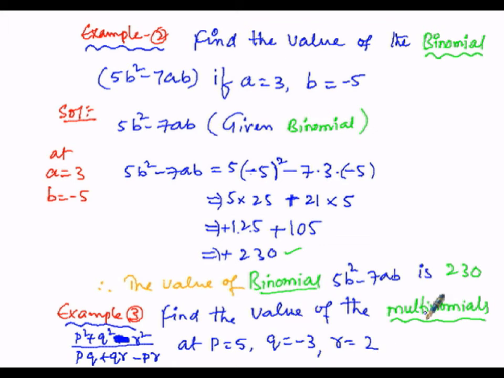Here the numerator, p square plus q square minus r square, consists of 3 terms, more than 2 terms, so it is called a multinomial. Similarly, the denominator pq plus qr minus pr also consists of more than 2 terms, so it is called a multinomial. We have to find the value of these two multinomials by substituting p as 5 and q as minus 3. Since it is minus r square, in place of r we substitute 2.